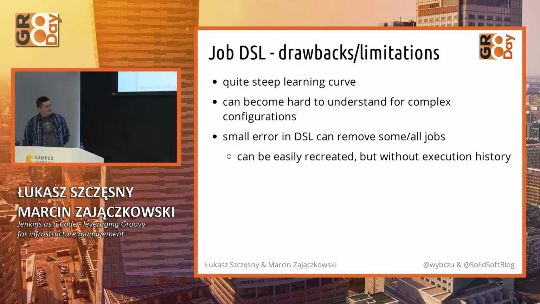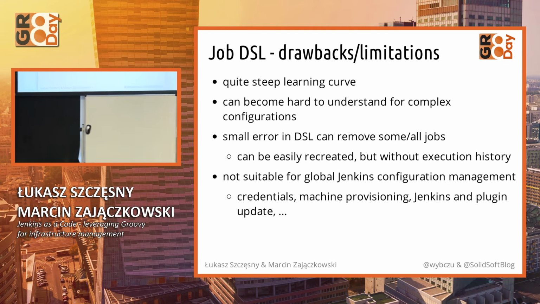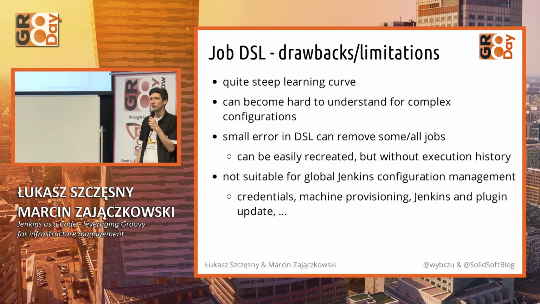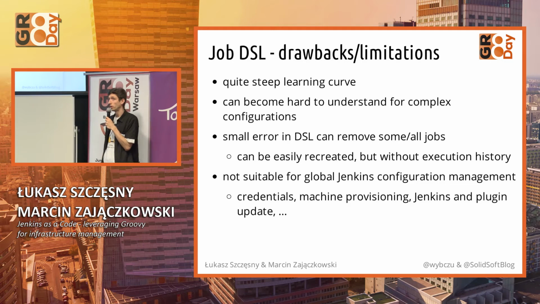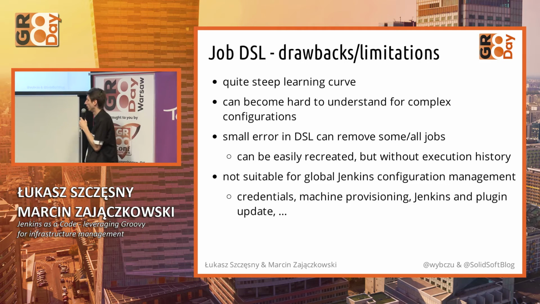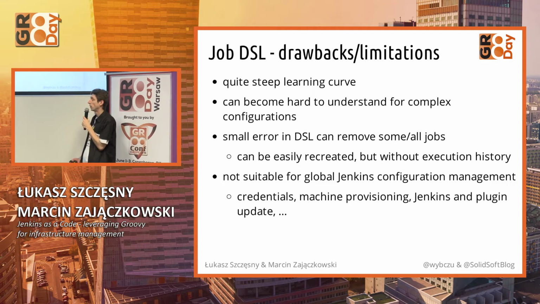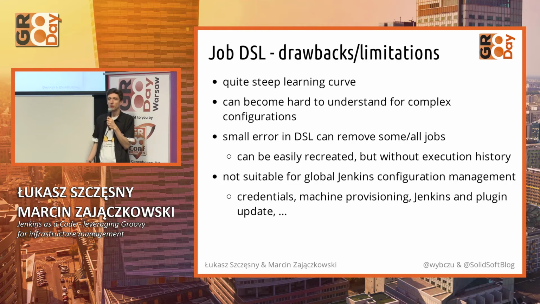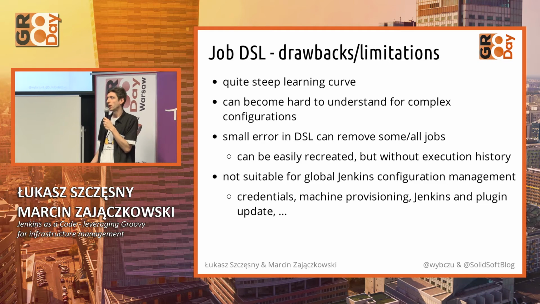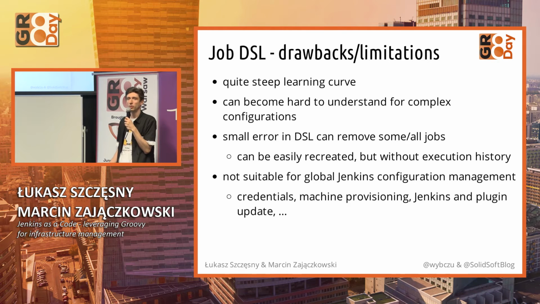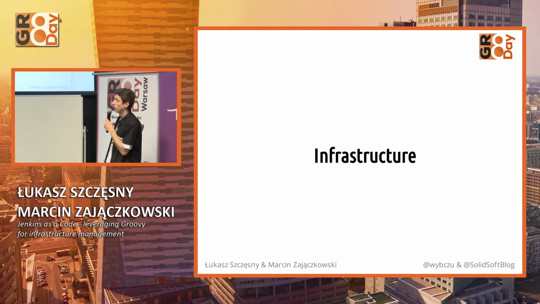but after that incident, we stopped depending on build IDs. Yes, and it's also worth remembering that Job DSL is not intended to be used for global configuration management. You cannot use it to manage global credentials in Jenkins, as well as things like plugin updates or slave provisioning. And that's the place where infrastructure tools enter the game.